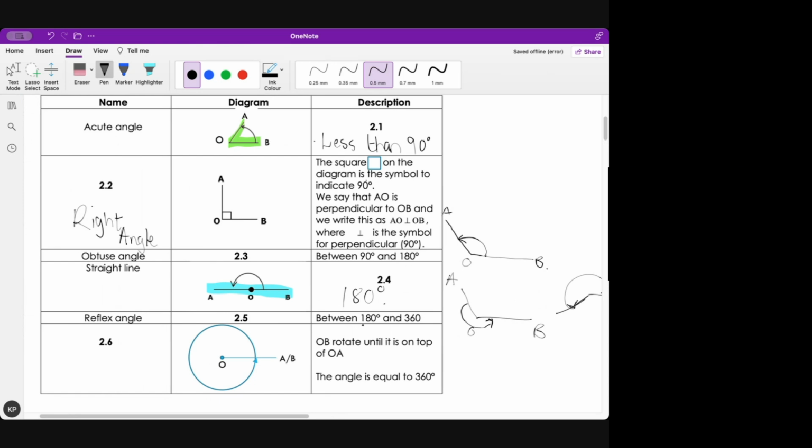And then what about the last one? This angle goes all the way around. The start and the ending point are the same. What do we call the last one? The name of the last angle?